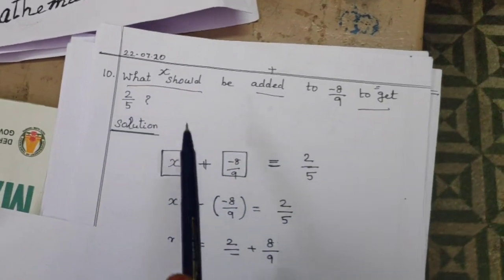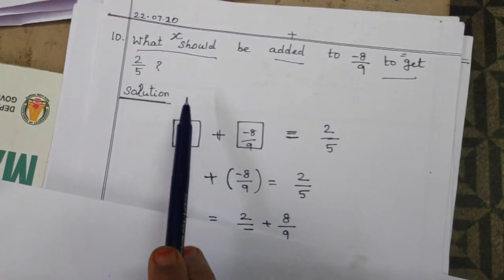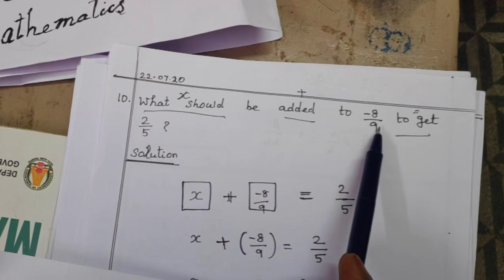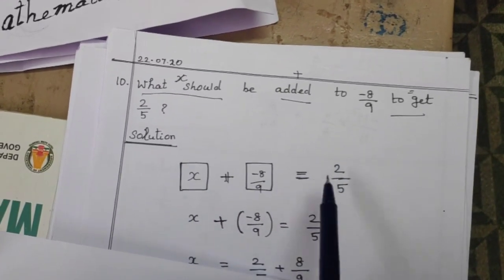Understand this first step? Which number we don't know, you take x. Added, use the symbol plus. Minus 8 by 9 to get the answer, so equal to 2 by 5.